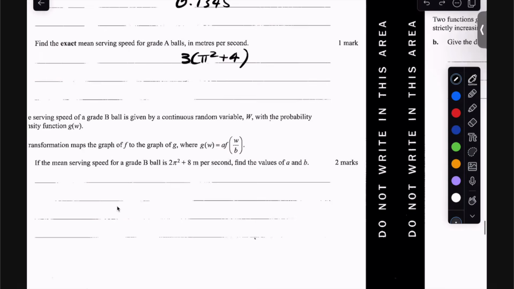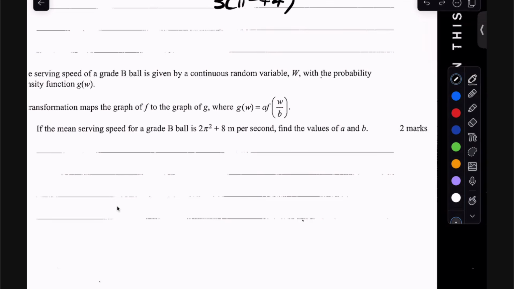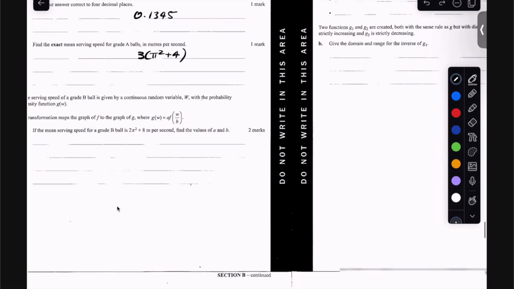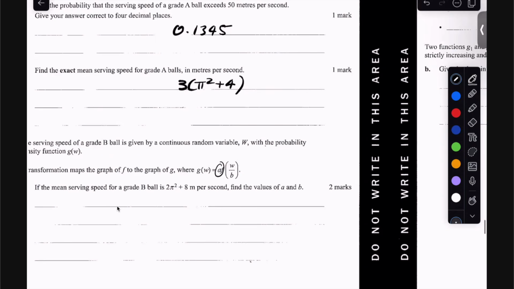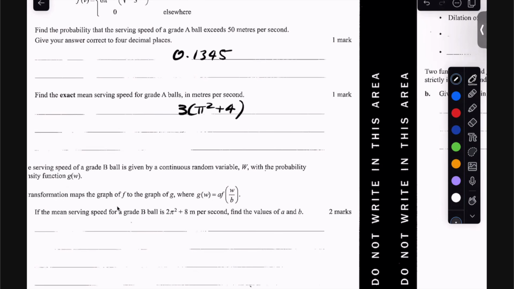The serving speed of a grade B ball is given by a continuous random variable w with the probability density. The transformation maps that; if the mean serving speed is that, find the values of a and b. Okay, so what happened to f of v? That means we've done a dilation by a factor of a from the x-axis. That doesn't change the domain, right? So we multiply the whole right hand side. So now you can write g of w, technically you should write the 0 elsewhere, whatever. And then you've got a on 6 pi sine root of (v minus 30) on 3.